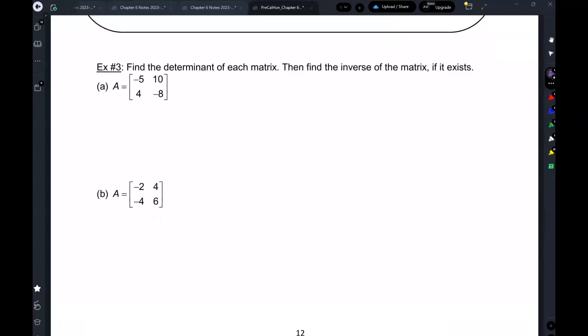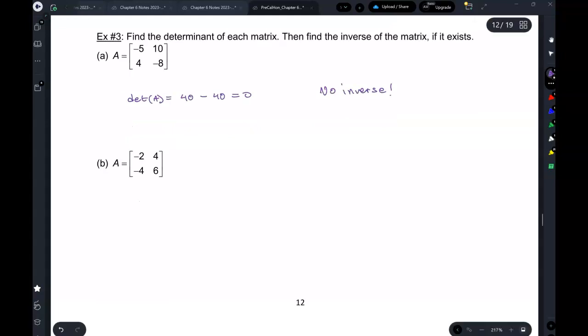Okay. Find the determinant and then the inverse. So what's the determinant here? 40 minus 40, 0. So no inverse. All right, here. The determinant of A is negative 12 minus negative 16. So that's a 4. That works.